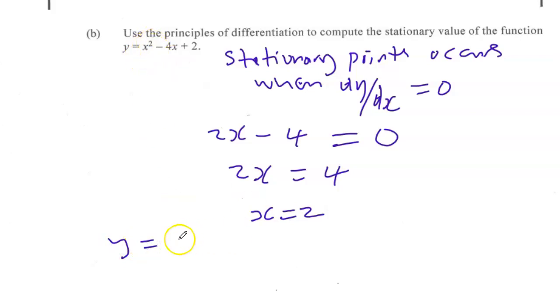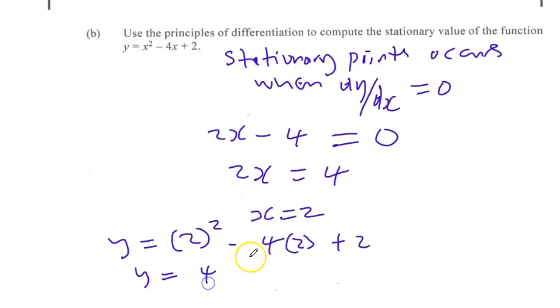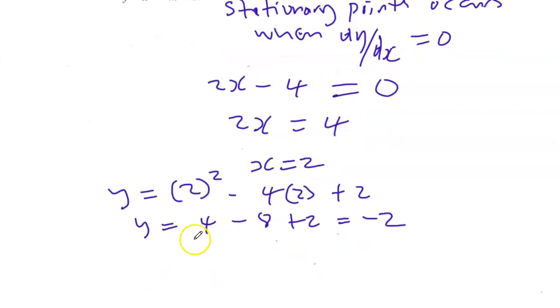So x squared becomes 2 squared, replacing x with 2. Negative 4x becomes negative 4 times 2. And we have plus 2. And this works out to be 4 minus 8 plus 2. That's 6 minus 8, that's negative 2. So the stationary value is a y value of negative 2.